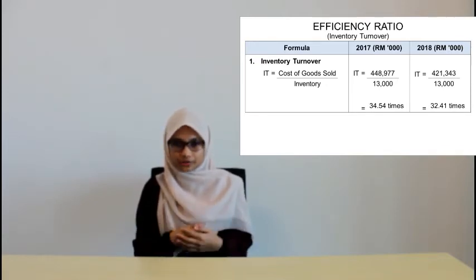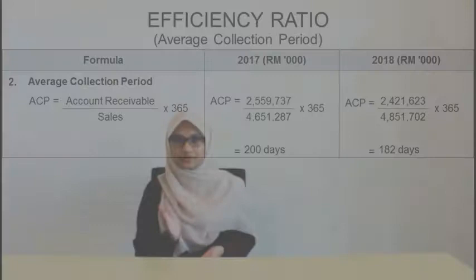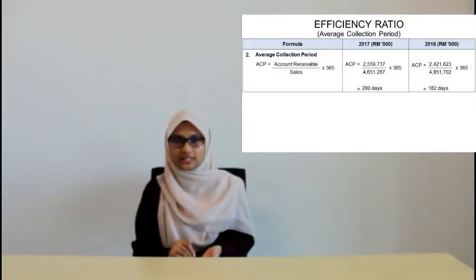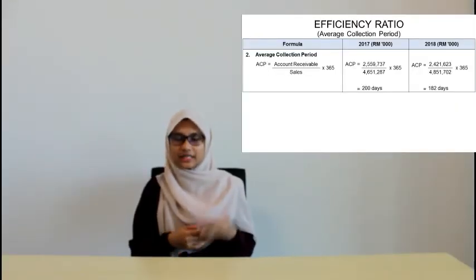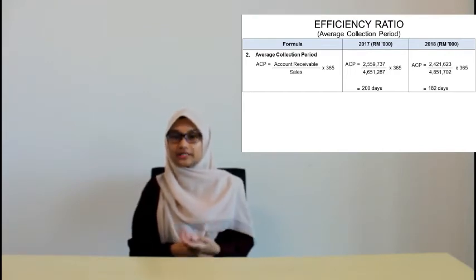The next element is average collection period, ACP. It refers to the average length of time that the firm must wait after making credit sales before receiving any payment. MAHB has reduced its ACP from 200 days in 2017 to 182 days in 2018. It benefits the company as they could urge the debtors to make immediate payment.